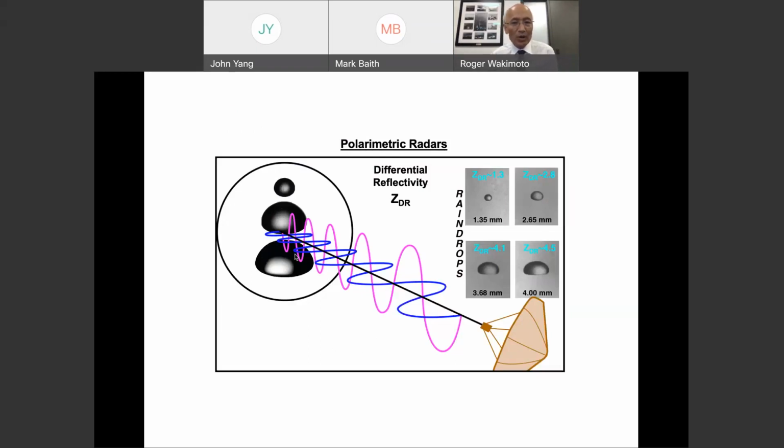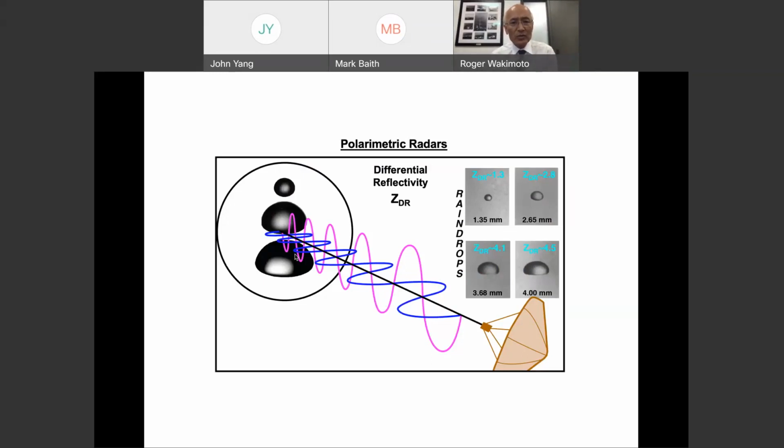You send the beam out horizontally polarized, you measure the return. You send the beam out vertically polarized, and you measure the return. You take the ratio of those two values with the horizontal return in the numerator, vertical return in the denominator. You take 10 log of that to get it in units of dB, and that's differential reflectivity. So now that you know that, what does it tell you?